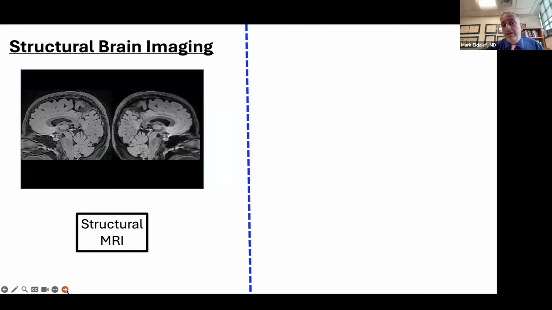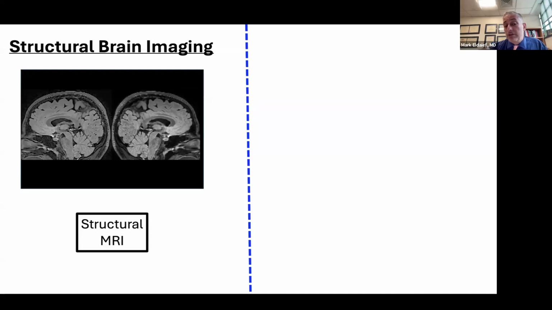So there's two types of brain imaging that we usually talk about. You can oftentimes divide it into two types. One is structural brain imaging. And what I mean by that, and this is just showing a structural MRI, is that a structural brain image is just a picture of the brain. So it's just a static picture of the brain. Nothing's moving. You're just looking at the anatomy. You're looking to see if there's changes.